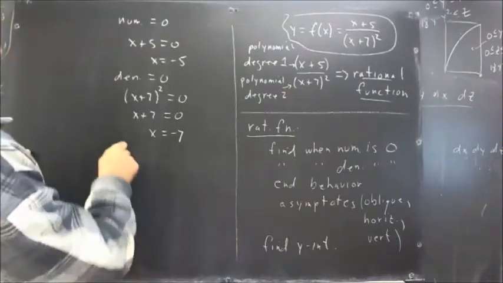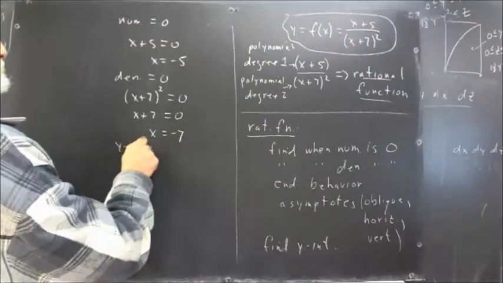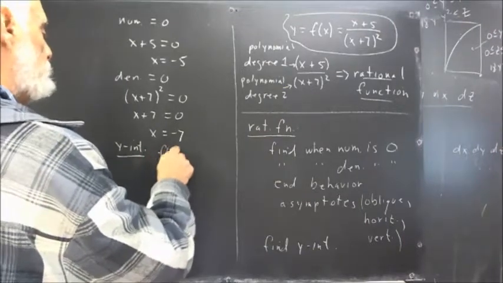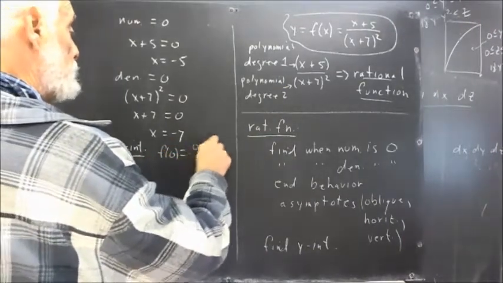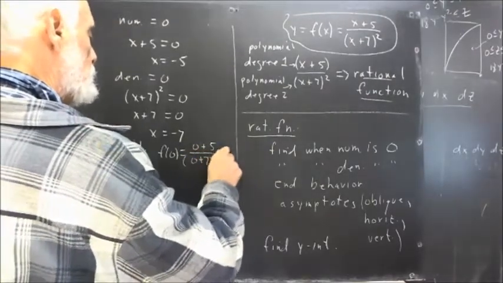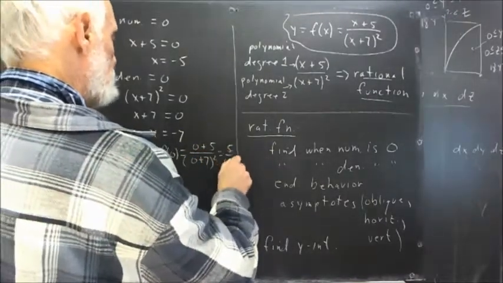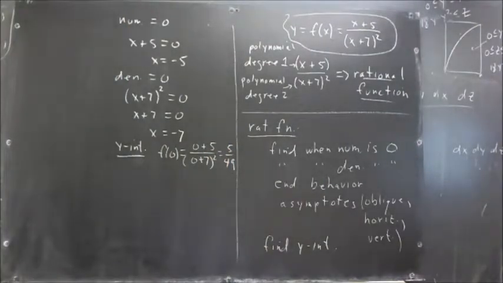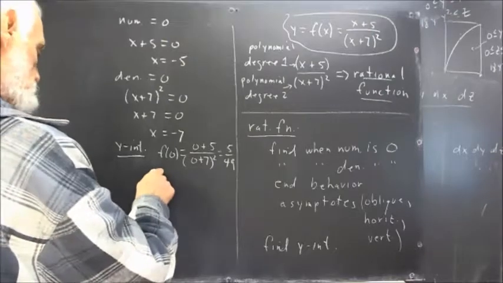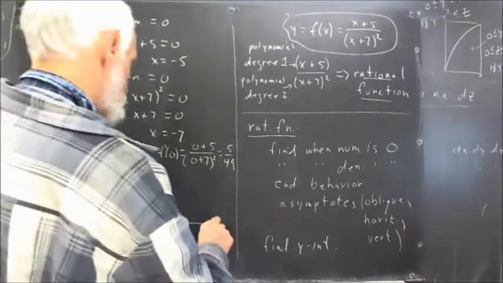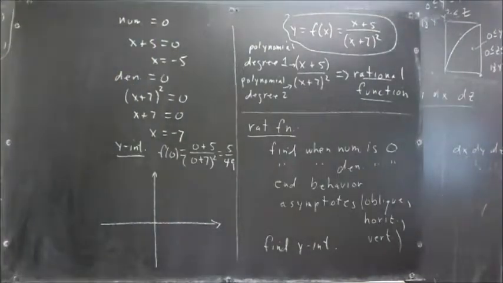Let's also find the y-intercept. f of 0 equals (0 plus 5) over (0 plus 7) squared, which is 5 over 49, approximately 1/10, since 5 over 50 would be 1/10. Let's go ahead and sketch a set of coordinate axes and see what comes out of this.